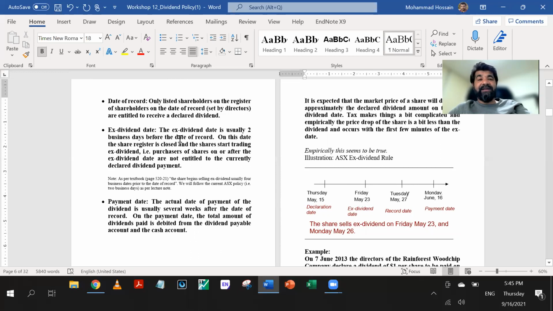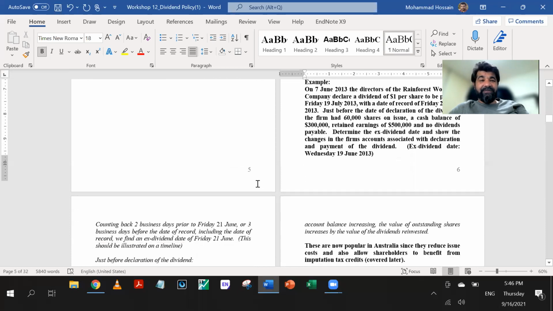So what is the ex-dividend date? The ex-dividend date is usually 2 business days before the date of record. On this date, the share register is closed and the shares start trading ex-dividend. Purchasers of shares on or after the ex-dividend date are not entitled to the currently declared dividend payment. So if you purchase a share, let's say the 23rd Friday is the ex-dividend date, okay? If you purchase a share on, let's say, Monday morning, you will not be given the dividend, because it was already declared in the past.